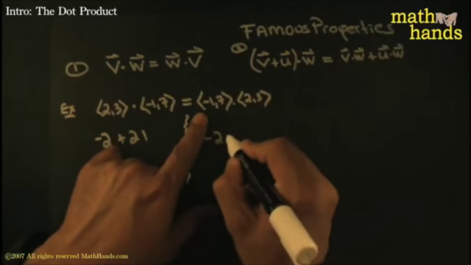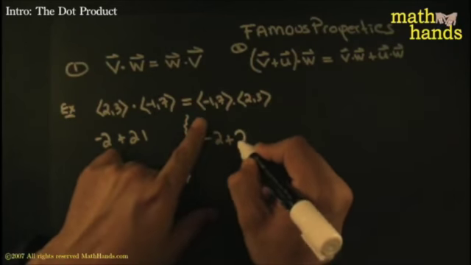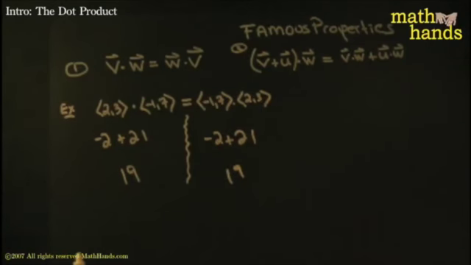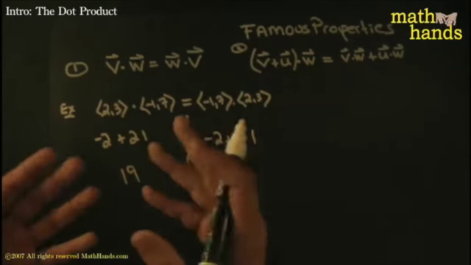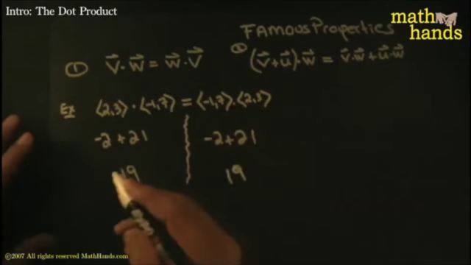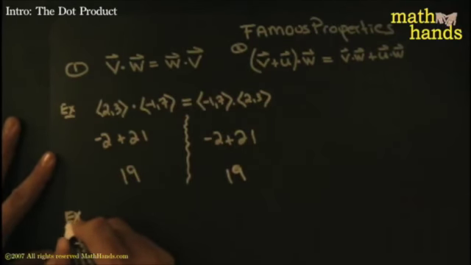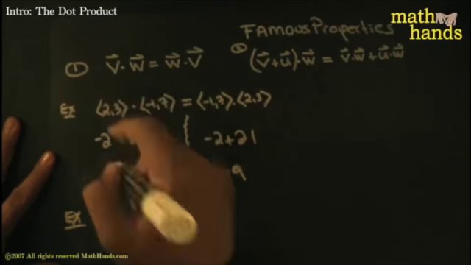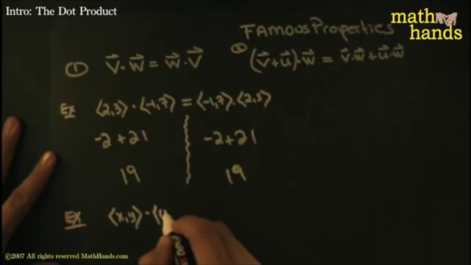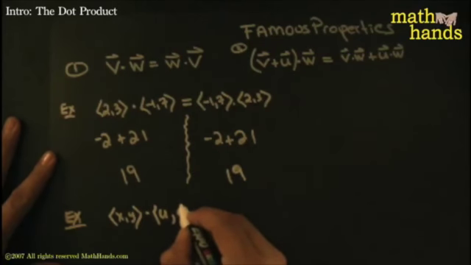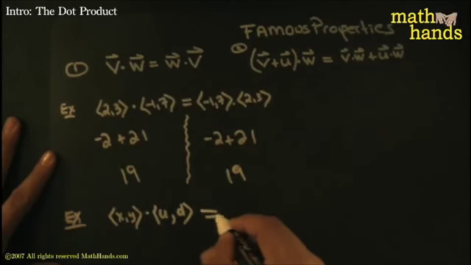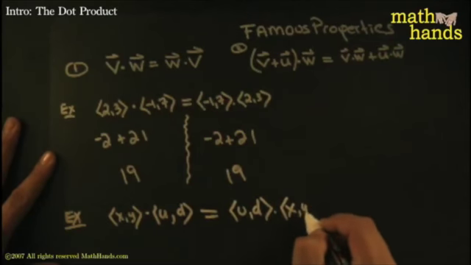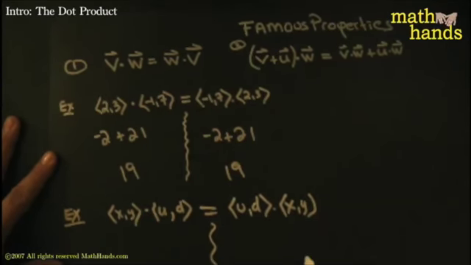Let's see why that should be true. Let's just work on each side independently and see if we get the same answer. On this side, if you dot the vectors, you get 2 times negative 1, which is negative 2, plus 3 times 7, which is 21, for a grand total of 19. If you do it the other way around, you get negative 2 plus 21, which is a grand total of 19. It's obvious that they are the same.